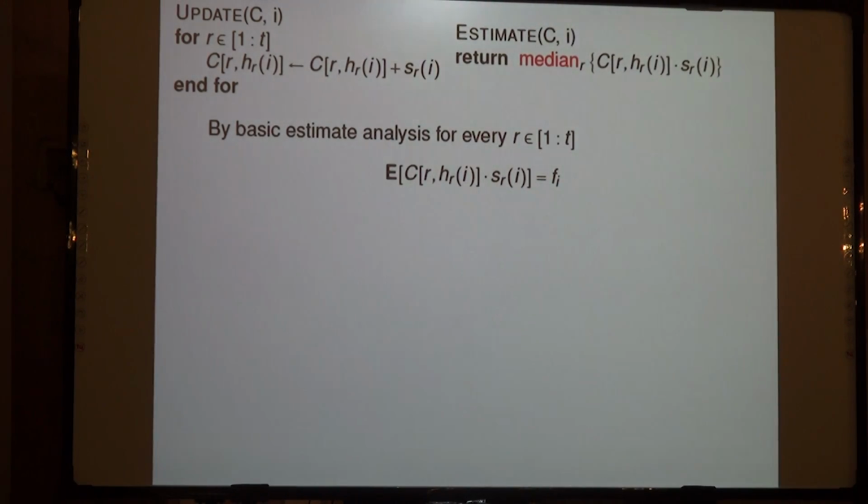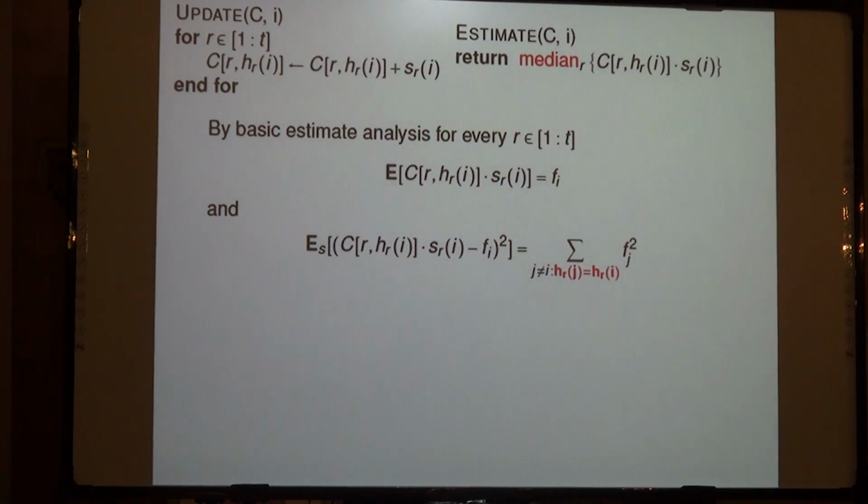Good. Why does this work? Let me just state the guarantees, and I'll have to give the proofs in the next round. So first, by the basic estimate analysis, fix one of the rows of the hash table, and look at the estimate that the rth hash function gives us. Well, in expectation, it's exactly correct by the basic estimate analysis. And what is the variance? Again, by this basic estimate analysis, remember, when we were analyzing the variance of the basic estimate, we realized that it's just the sum of squared frequencies of all the other elements in the data stream.